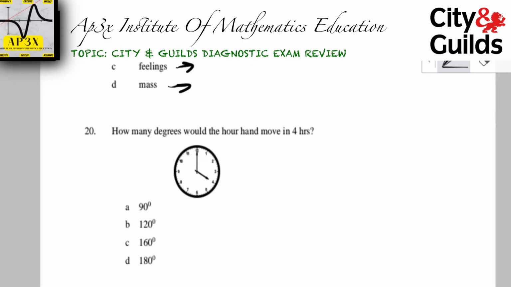So let's move on then to the next question. How many degrees would the hour hand move in 4 hours? Now, we know that a clock is a circle, and a circle basically measures a complete 360 degrees. All right, so if you know, you know. If you don't know, well, you just learned.